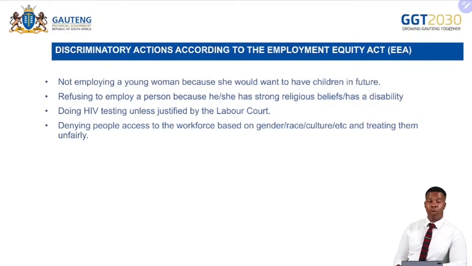And then when we look into discriminatory actions according to the Employment Equity Act, not employing a young woman because she would want to have children in the future is considered to be discriminating against that young woman. And according to the Employment Equity Act, remember, there should be equal opportunities for everyone. And then refusing to employ a person because he or she has strong religious beliefs or has a disability is considered to be discriminating against that individual, and it is not allowed according to the Employment Equity Act.